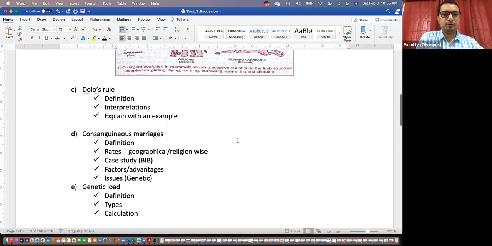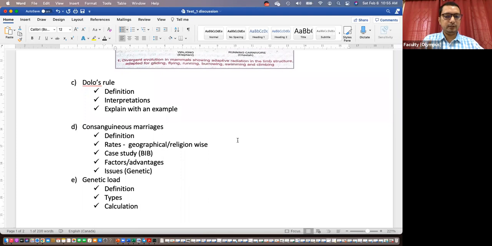Okay, right. So the next question is Dollo's rule. Dollo's rule is straightforward. I think in the handout that is given to you, I've clearly defined it. So what is Dollo's rule? The law of irreversibility. And one thing I've seen is that the way you explain it is where people have difficulty, so definition explained with an example.